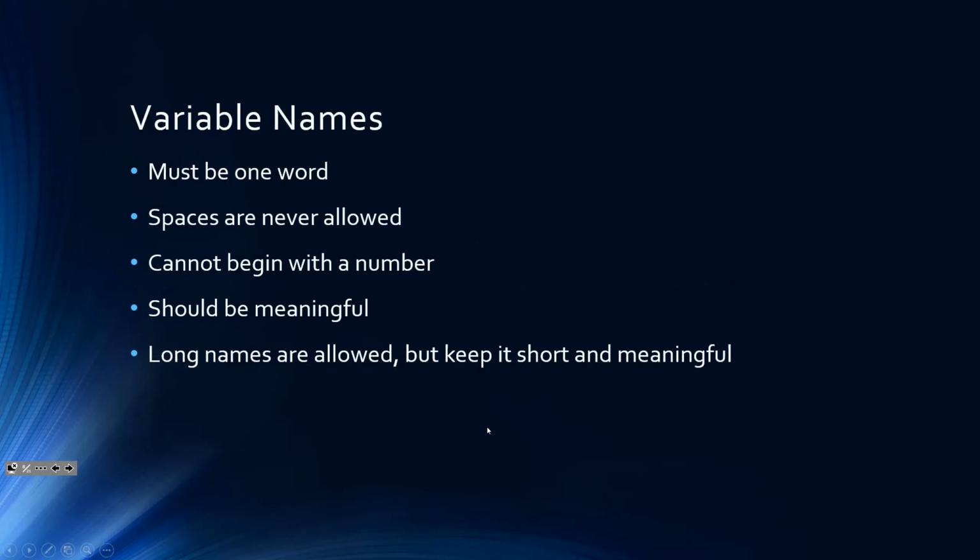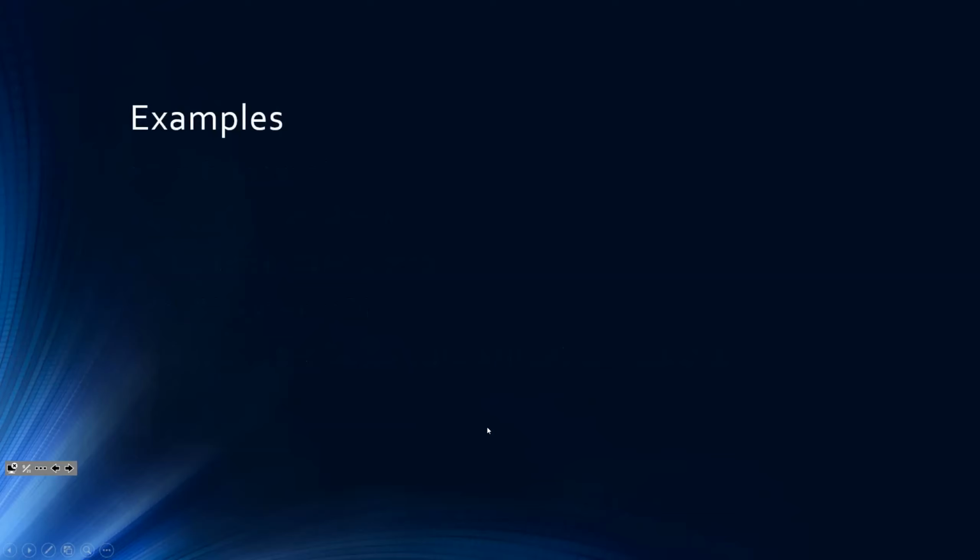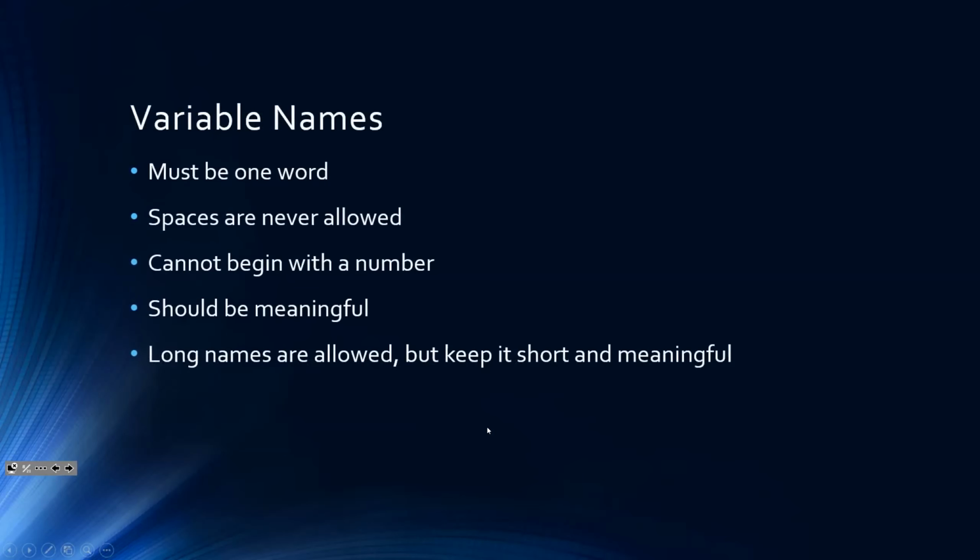Some are going to have a little bit different of a rule for naming variables, but in general, one word, no spaces, right? If I have a space, now I have two words. So never a space. Cannot begin with a number. Should be meaningful. And we can use long names, but we want to keep it short. Think about that person typing that. And of course, we can copy and paste, but short, meaningful names are the best. Here's some examples. Let me back up because some people were writing those down.